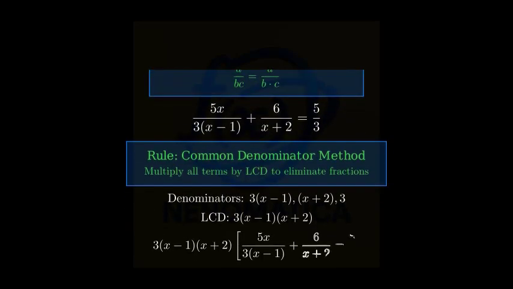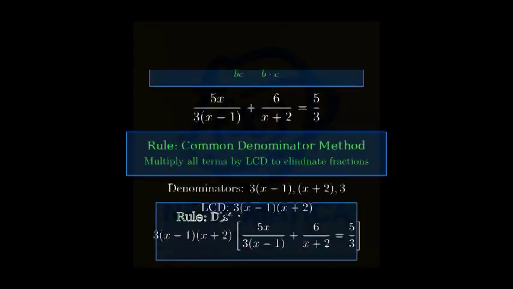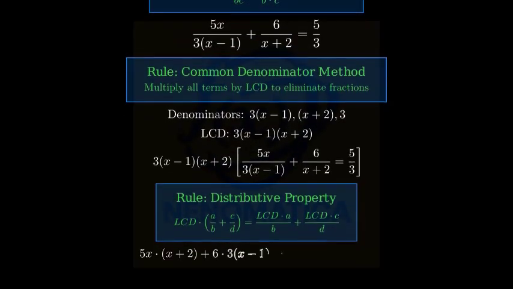Let's multiply every term in our equation by the common denominator. When we do this, we get 3 times (x minus 1) times (x plus 2) times the left side equals 3 times (x minus 1) times (x plus 2) times the right side. Now, let's distribute this common denominator to each term. For the first term, the common denominator divided by 3 times (x minus 1) gives us x plus 2. For the second term, the common denominator divided by x plus 2 gives us 3 times (x minus 1). And for the right side, the common denominator divided by 3 gives us (x minus 1) times (x plus 2).